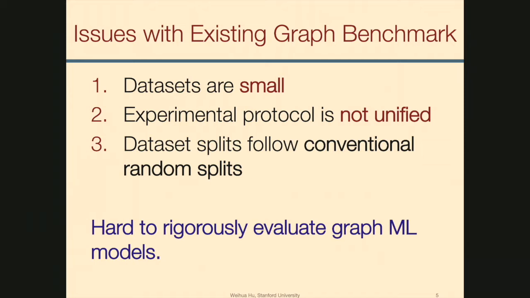Basically, given an entire dataset, just randomly split the data into training, validation, and test. This essentially assumes that the test data that we're going to make predictions on follows the same distribution as the training data, while in the real world, we always observe distributional shift. And the model performance evaluated on this random split might be too optimistic. For all these three issues, it was really hard to rigorously evaluate graph machine learning models, and therefore it's very hard to make research advance in graph machine learning.